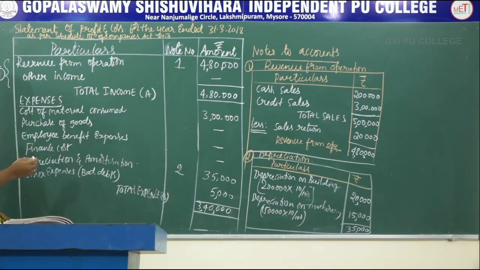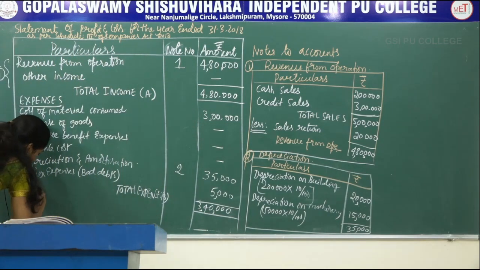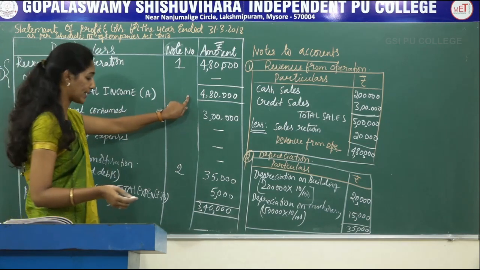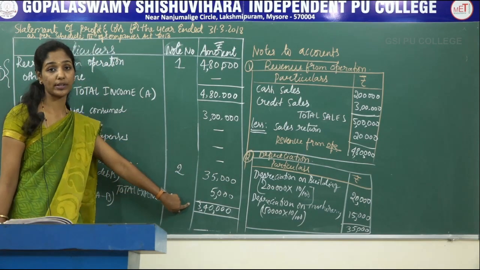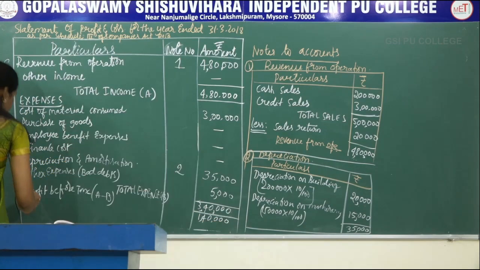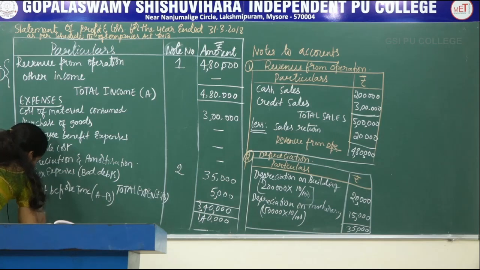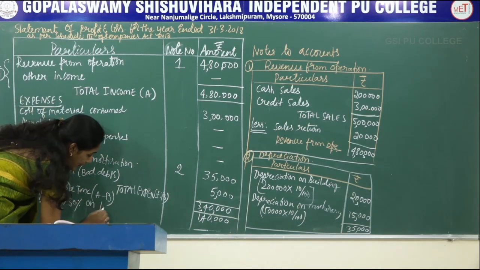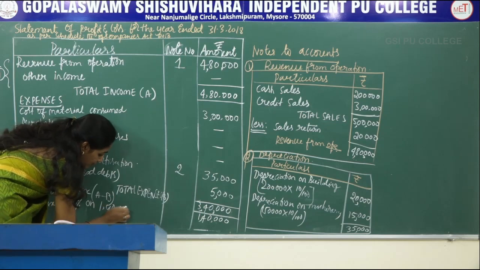3,40,000. Next you have to find out profit before tax. A minus B. That is 4,80,000 minus 3,40,000. So you will get 1,40,000. Next, less tax at 30% on 1,40,000.